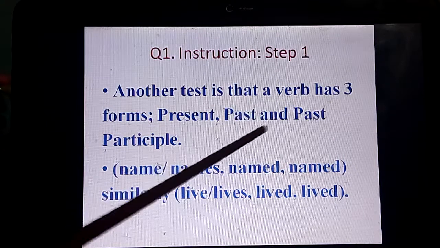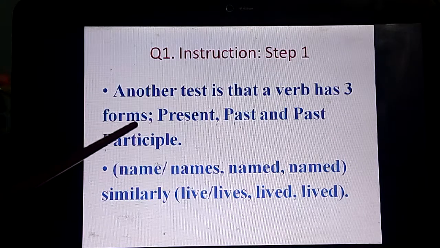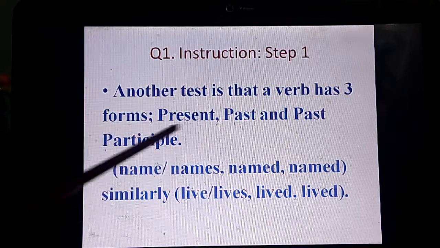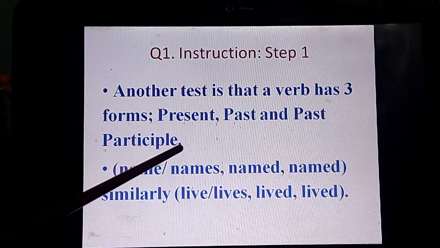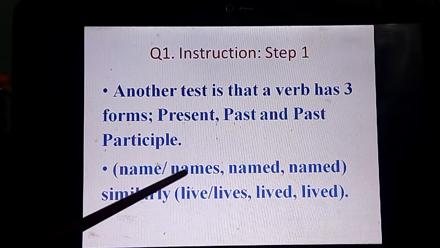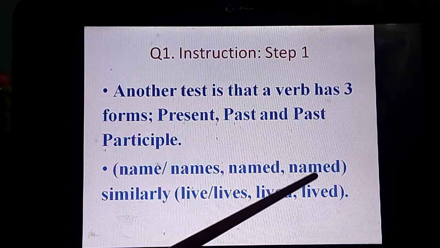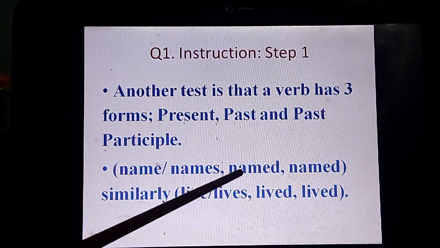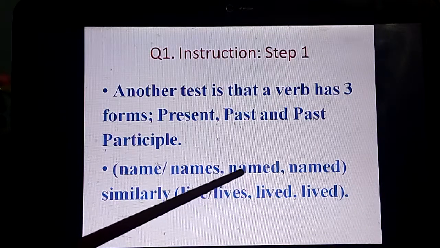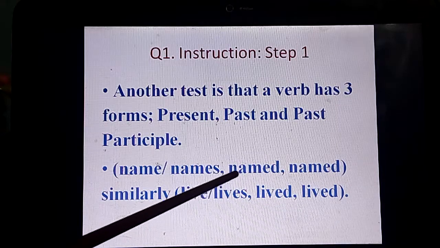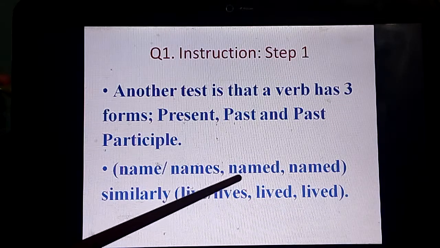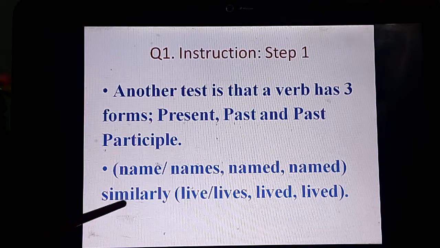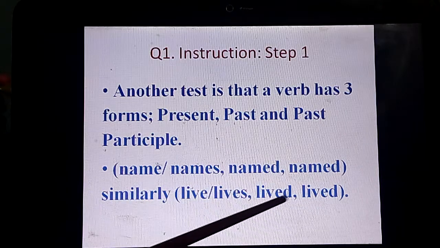Another test is that a verb has three forms. By looking at a word, if it has three forms, present form, past form, and past participle form, then it is definitely a verb, right? So name, names, named, and named. You can find this and check this in the dictionaries. Good dictionaries, I mean, often you have your pocket dictionaries which are not considered good dictionaries, right? You must have a full version dictionary. It can be Cambridge or any other dictionary. So similarly, live, lives, lived, and lived.